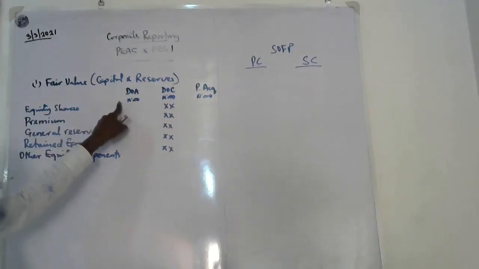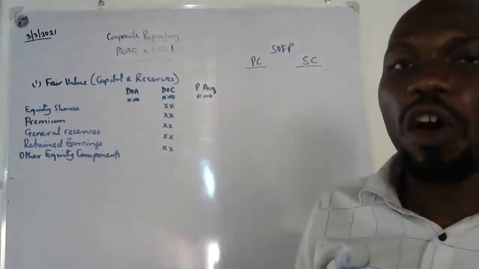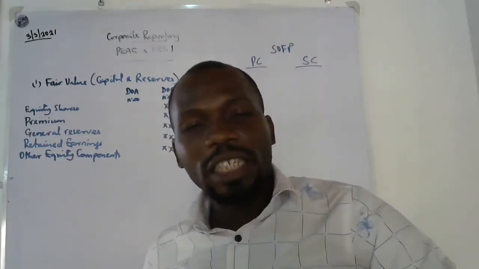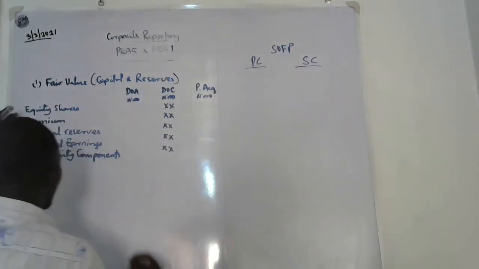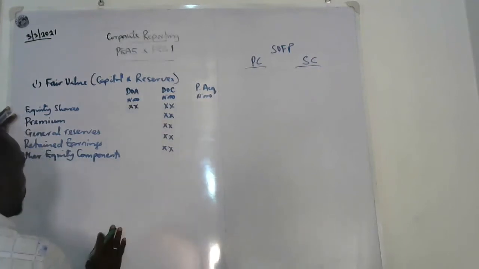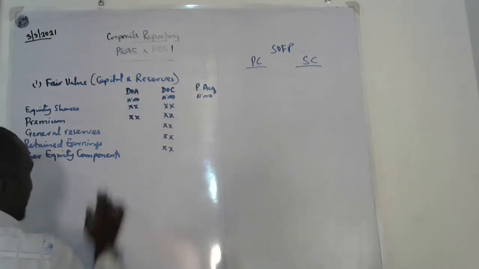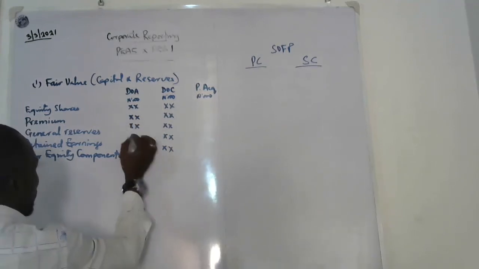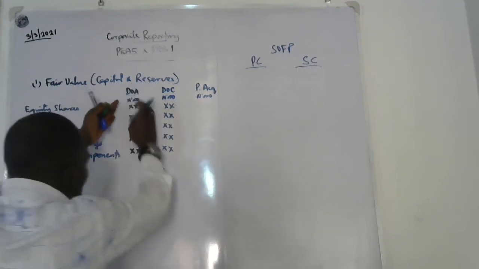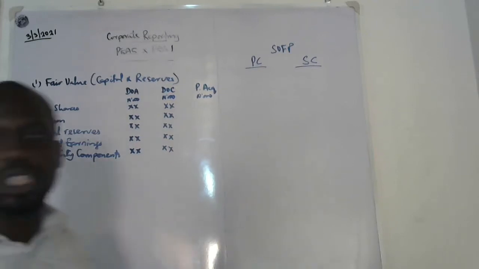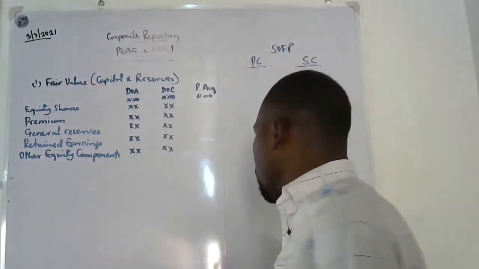Now, the information that will be at the date of acquisition is the information in the notes to the account or additional information. You go and check your additional information. You go and check your notes to the accounts. If you take the additional information, there are equity shares there. Then the equity shares will now be posted there. If there is premium inside the notes to the account or additional information, it is to be posted here. If there is general reserve, it is to be posted here. If there is retained earning, it is to be posted here. If there is other equity component, it is to be posted here. Now, these figures are figures at acquisition date, pre-acquisition. You can find those in the notes to the account or additional information.